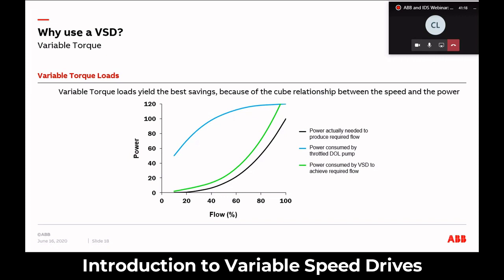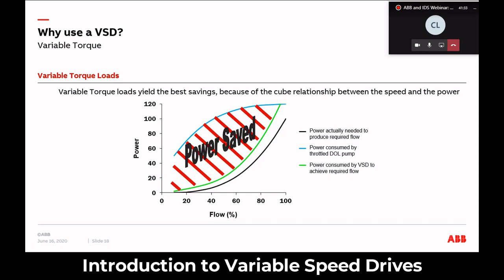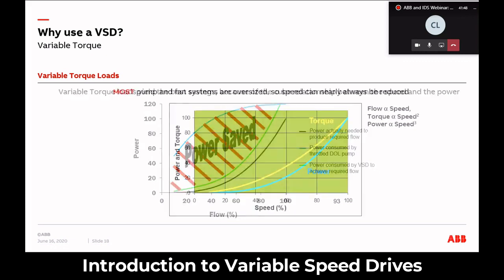And as a result of that, because typically motors are oversized for various reasons, we can actually yield some form of energy saving. So you can see there, that shaded region is the amount of power we've saved, and that can vary on a case by case basis. It all depends on the flow and demand required.